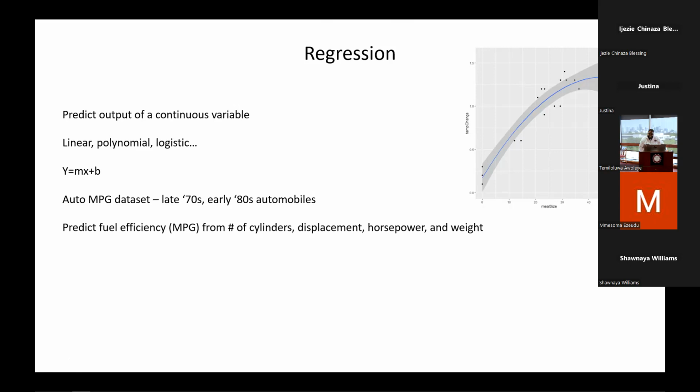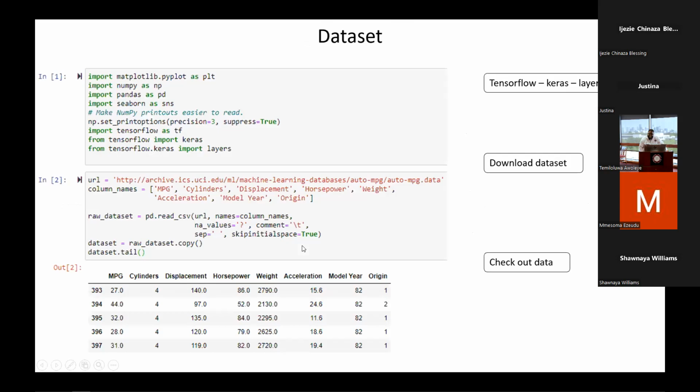In this example, we'll be using a gas mileage data set from the late 70s, early 80s. Based on certain features like number of cylinders, displacement, and horsepower, we'll try to predict the fuel efficiency of certain cars. Again, we'll be using TensorFlow and Keras. This data set is from a machine learning website. We download the CSV and read it with the pandas read CSV function. If we look at our data set, we see our miles per gallon and our different features.